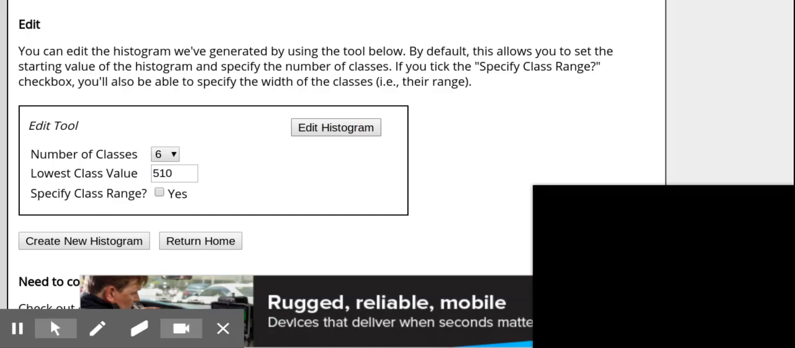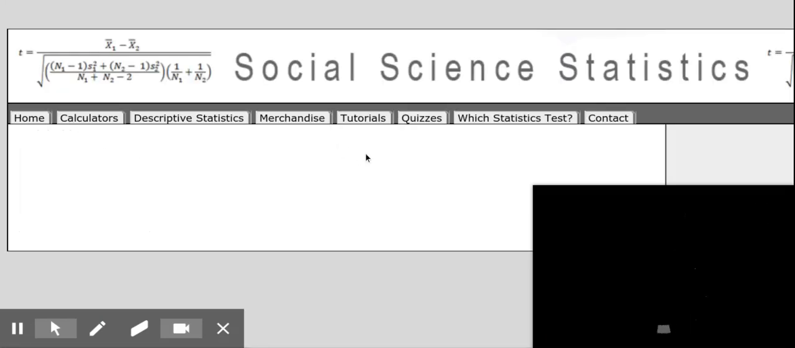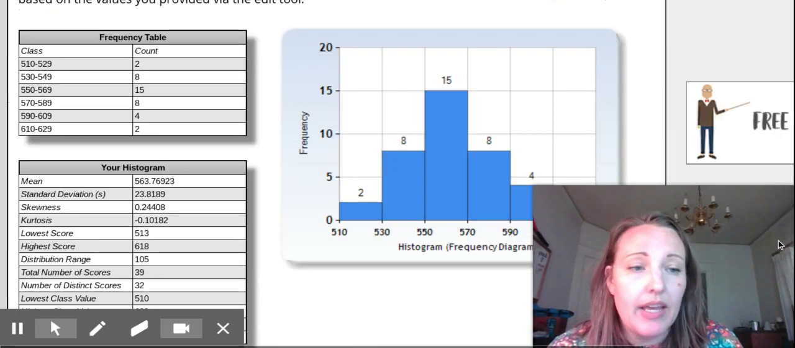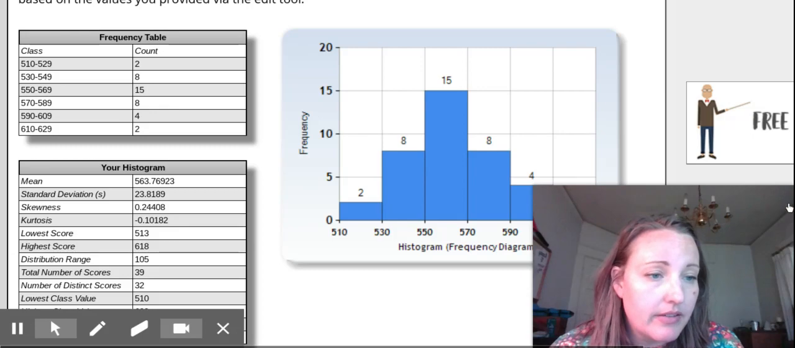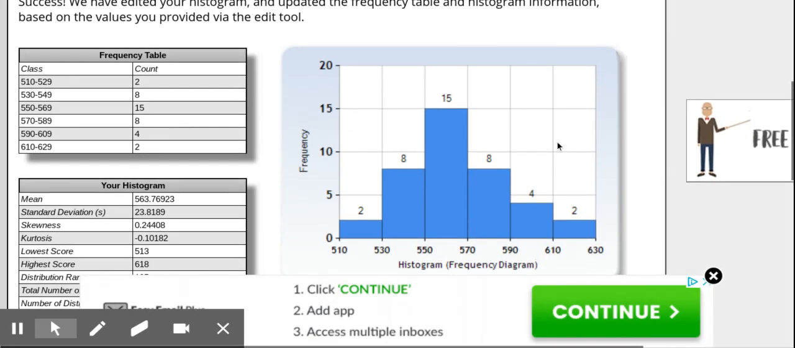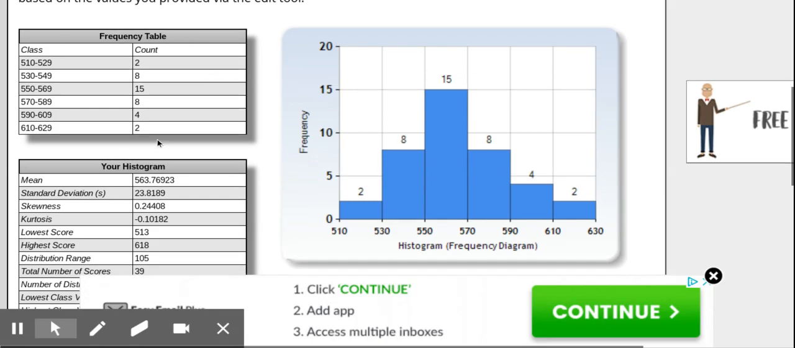Now, once we do that, it might take just a minute, it will generate a new histogram. Okay. Now, this histogram is representative of the intervals as they're shown in your packet. 510 to 529, and I know yours says less than 530. But this is going to be the same intervals. Okay, so everything we need is here to answer the questions that are given.